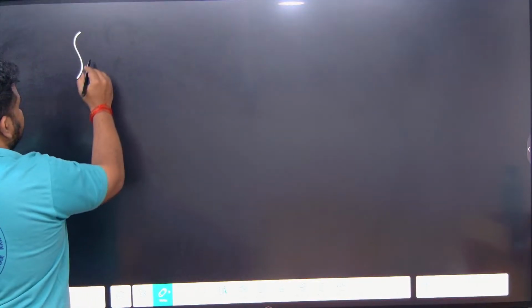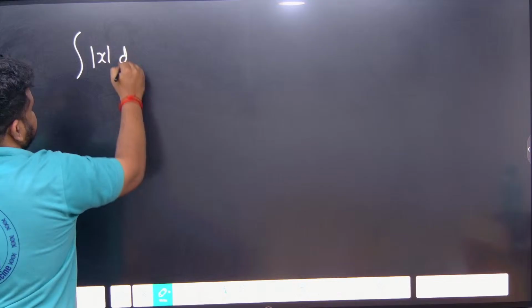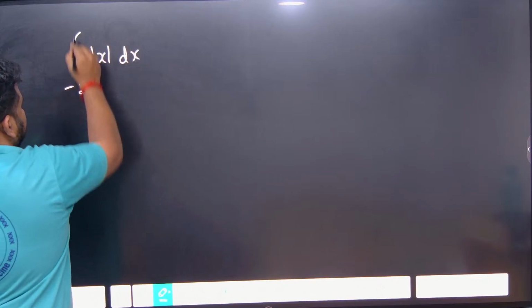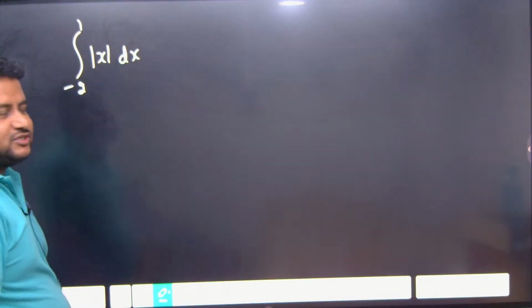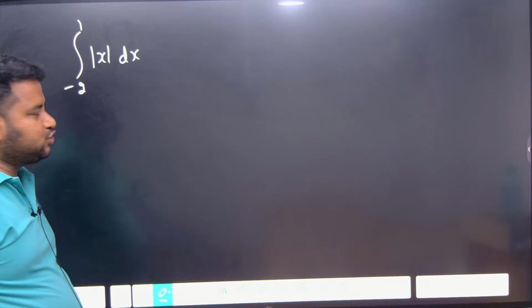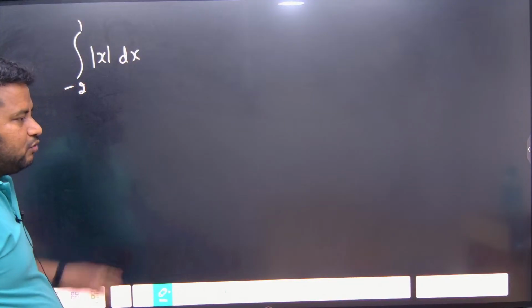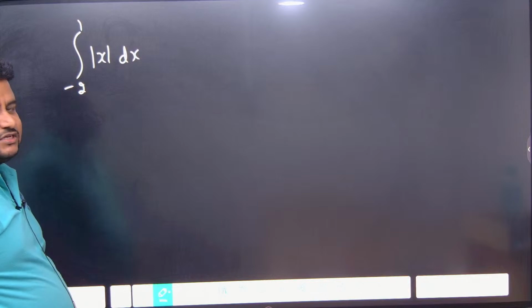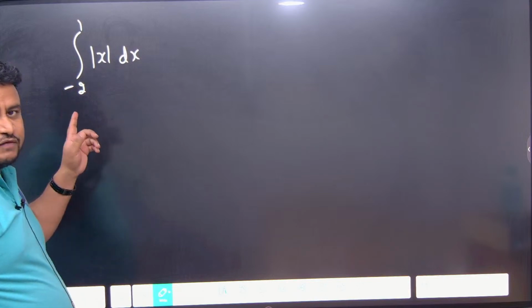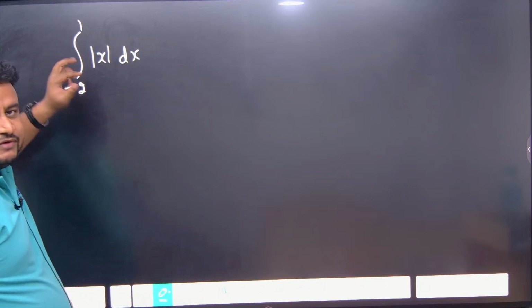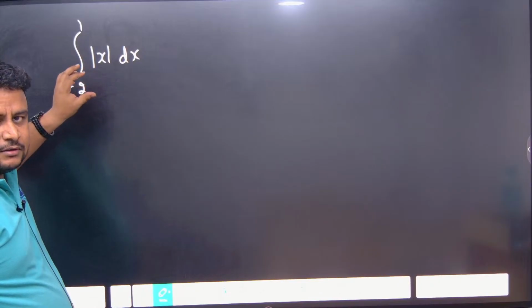For the third property, suppose we are given the integral from minus 2 to 1 of mod x dx. They will ask you to find the integral of this. I told you, for mod functions you cannot find it directly. We have to take two values.